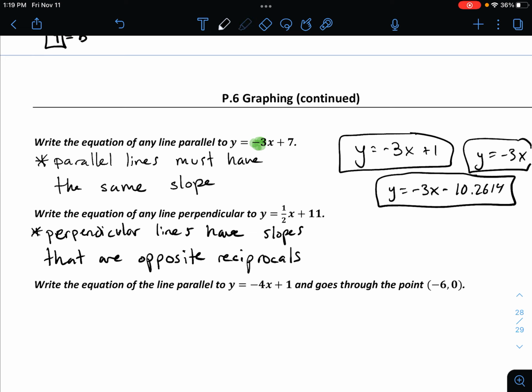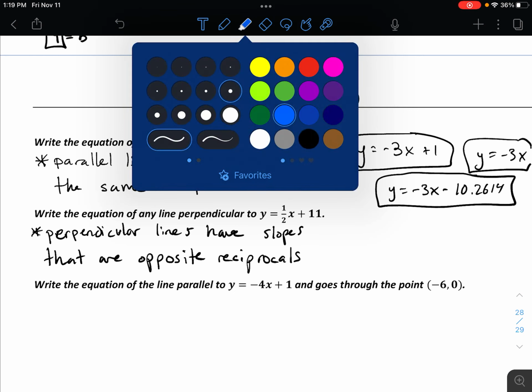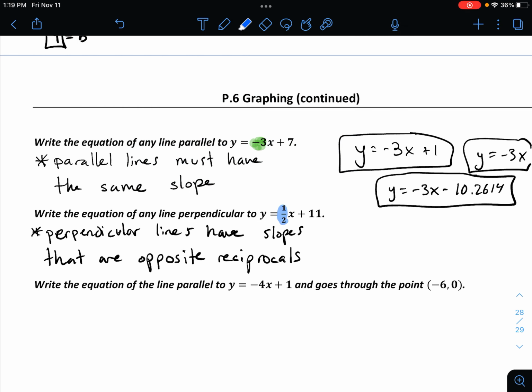All right, so if I look at the slope here in this one, we see that we've got a slope of 1/2. So the opposite reciprocal, opposite meaning I change the sign, so this is a positive 1/2, so I know my answer is going to have to be a negative. And then the opposite of 1/2 is 2/1, and we know that 2/1 is just 2.